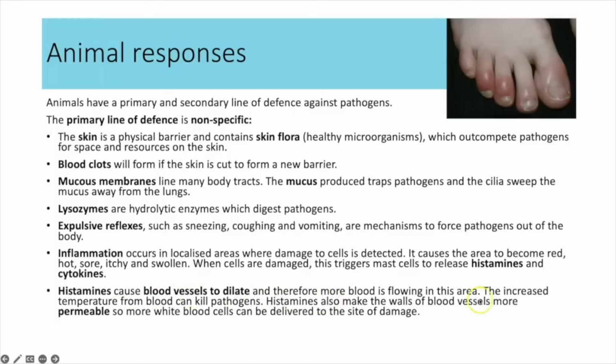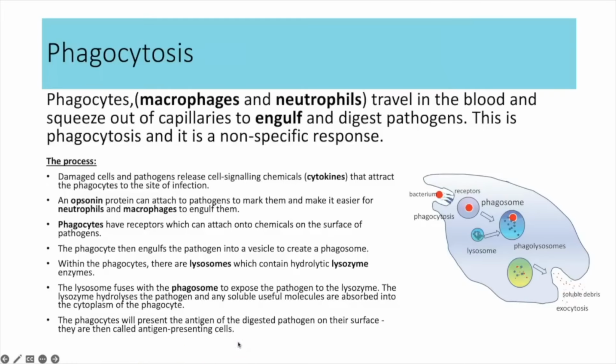Now, the histamines also make the walls of the blood vessels more permeable. And if it's more permeable, that means the white blood cells from the blood are able to leave the blood vessels and go to the site of the damage and destroy any pathogens that might be present. Lastly, those cytokines attract the phagocytes, and those can engulf and destroy the pathogens. So phagocytosis is an example of the first line of defense.